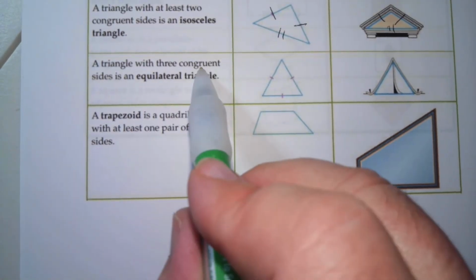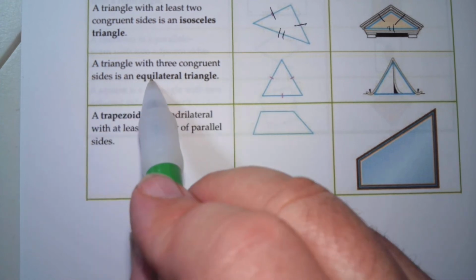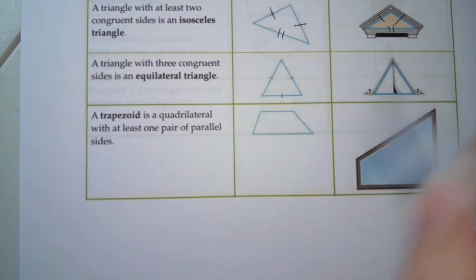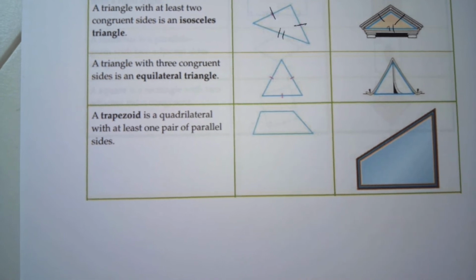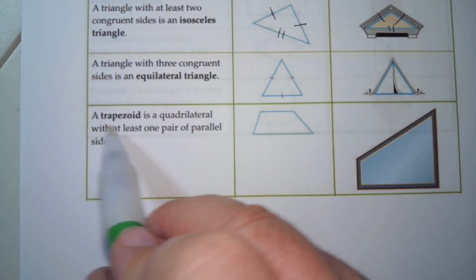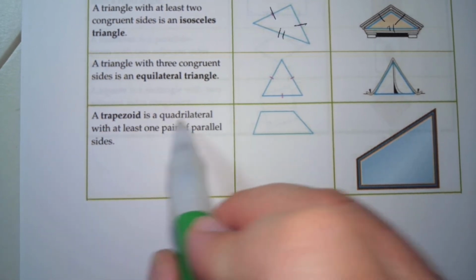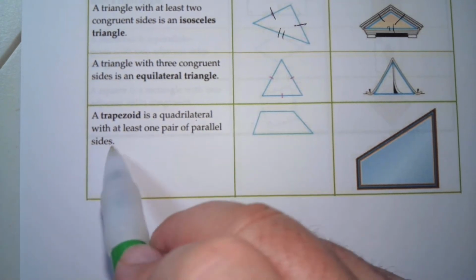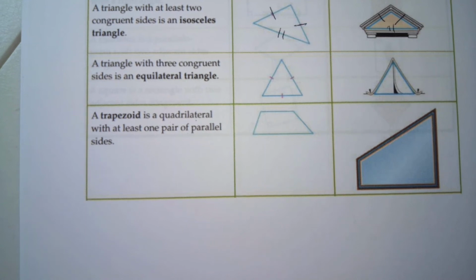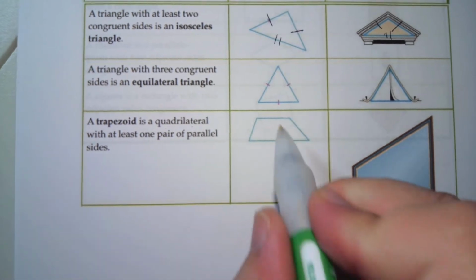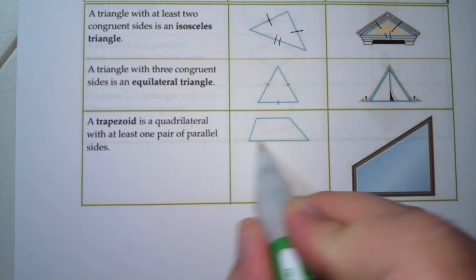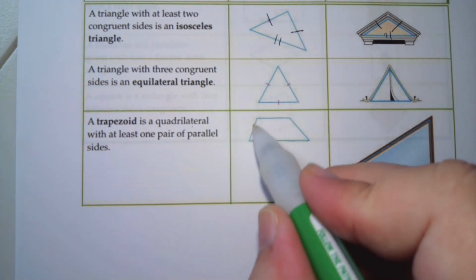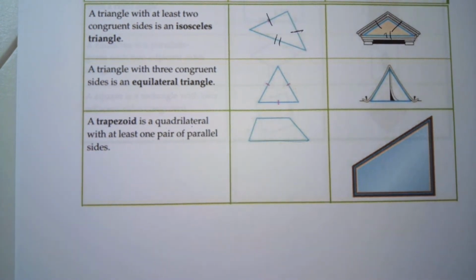A triangle with three congruent sides is an equilateral triangle. All three sides are the same, like a basic tent. A trapezoid is a quadrilateral, something that has four sides, with at least one pair of parallel lines. So the top and the bottom are parallel, and the other two sides form some angles.